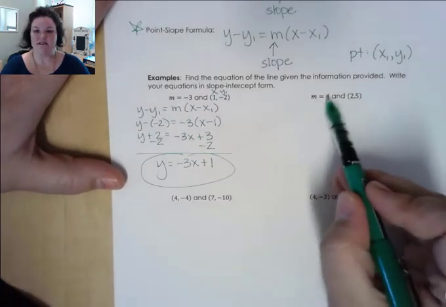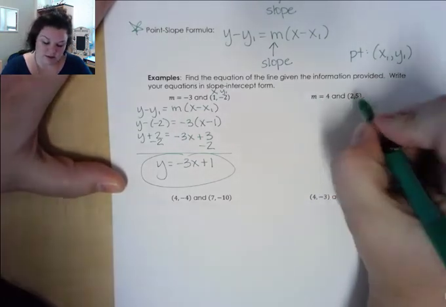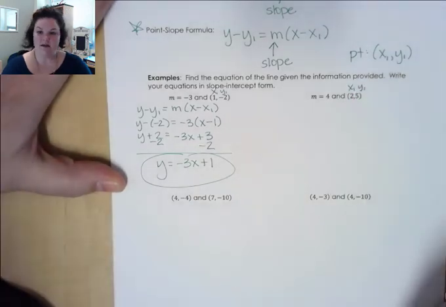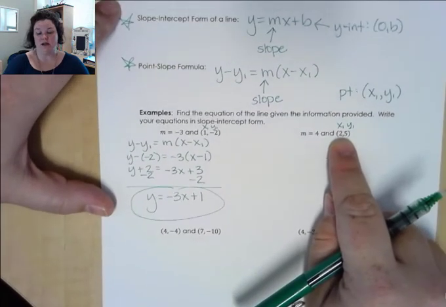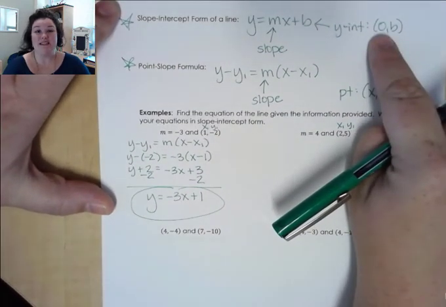Okay, let's look at another one. Same idea, they're giving us the slope and they're giving us a point. This is our x1, y1, because it's not specifically the y-intercept, and we would know if it's the y-intercept because our x value would be a 0.